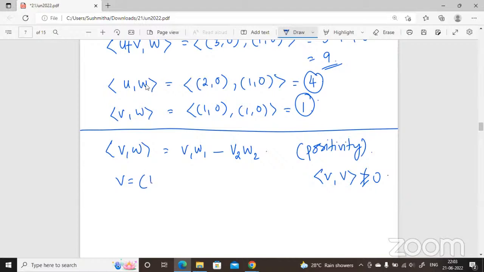1 comma 2. Okay, fine. The condition I want to check is v comma v, no? Okay. Sorry. So this is going to be 1 squared minus 2 squared, which is 1 minus 4. So this is less than 0. Right?